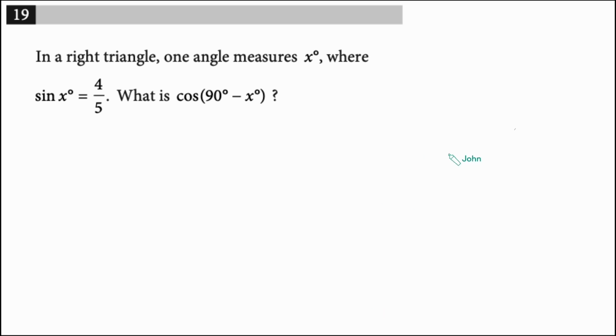Now suppose that you don't remember the cofunction identities. The test makers like these problems because you can figure them out on the fly without remembering the identities. The way to get around that is to draw the triangle. And so let's try that once.